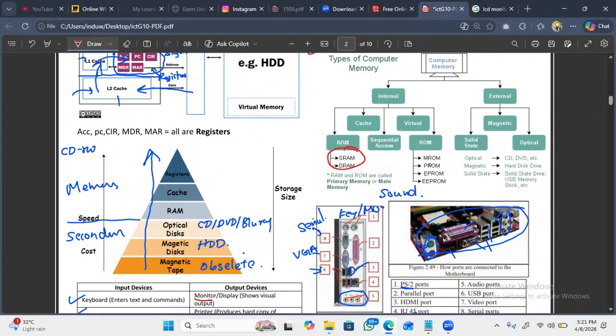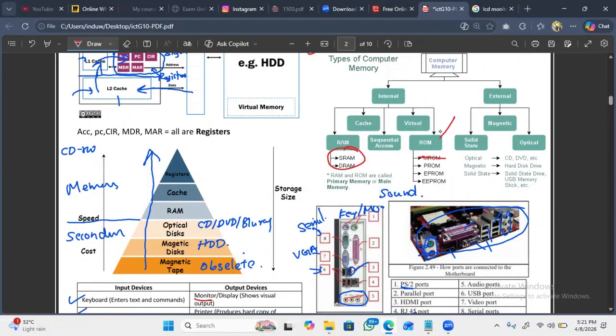Right. Okay. ROM. We have talked about MROM. We have PROM, EPROM, and EEPROM. PROM means programmable ROM. The manufacturer programs it, not you. You are not editing the ROM. ROM is already placed inside the computer. What is the function of ROM?